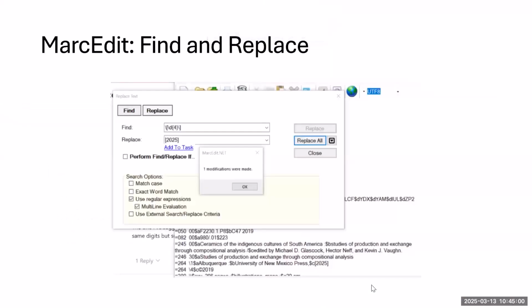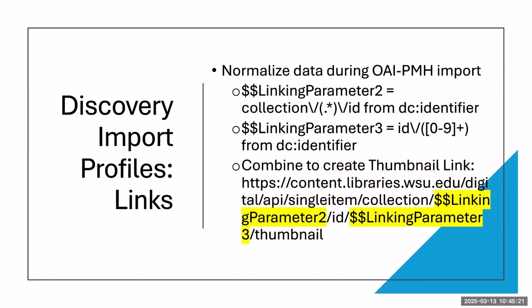Okay, so going back to MarcEdit, it has a wonderful find and replace functionality for MARC records. And you can see you check the box and you can use regular expressions with that. So in this case, I was attempting to just change some dates around if they were included in brackets. It seemed to work fine.